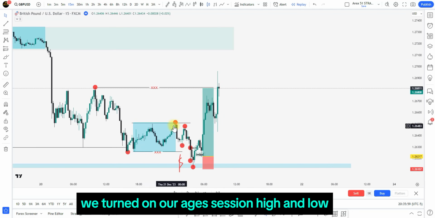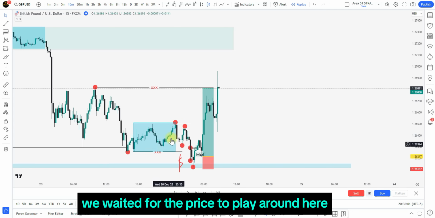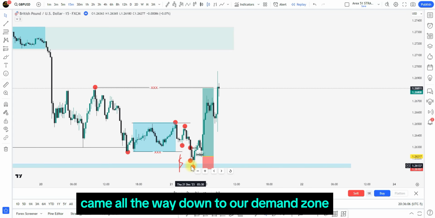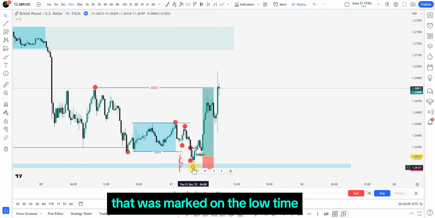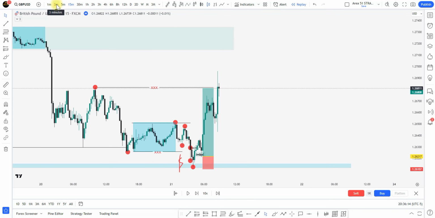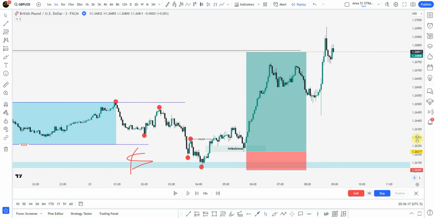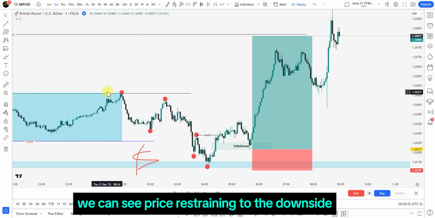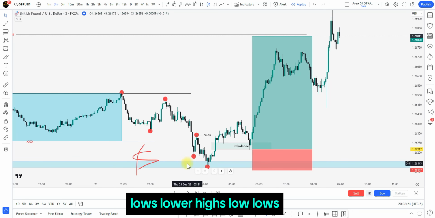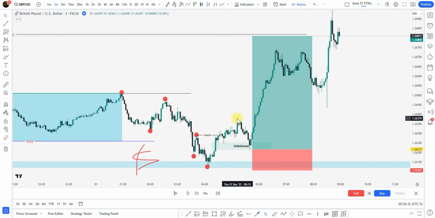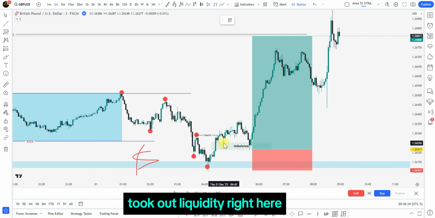We turned on our Asia session high and low. We waited for the price to play around here. Price took out Asia low, came all the way down to our demand zone that was marked on the higher time frame, 4 hours. Then we went to the lower time frame, like the 3 minute to the 1 minute time frame. We can see price was trending to the downside, creating lower highs, lower lows. Once the price tapped on the area of demand, it created a change of character, and then price came back and took out liquidity right here.